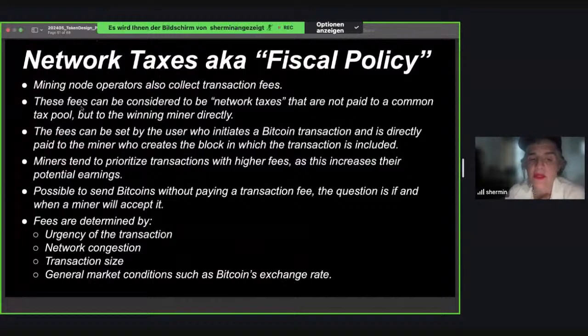In theory, it is possible to send Bitcoins today without paying a transaction fee, but the question is if and when a miner will accept it in their block. And this is where fee markets have developed, not only in the Bitcoin network, but also in other blockchain networks. So people who are willing to pay more fees get preferential treatment by the node operators. Fees are very often determined by urgency of the transaction, network congestion, transaction size, and the general market conditions such as Bitcoin's exchange rate.